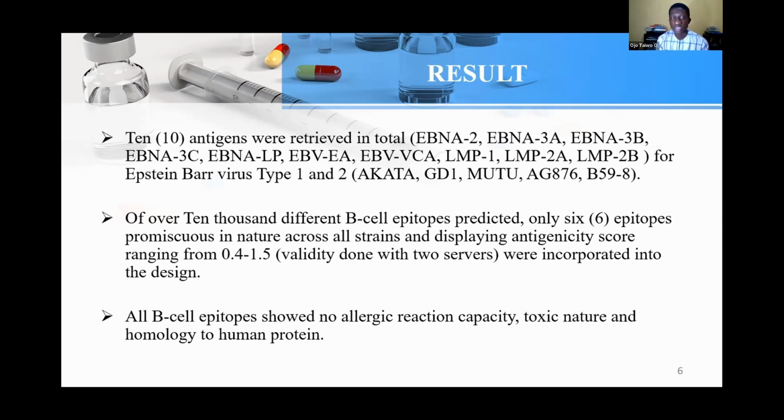Now, why are they promiscuous? Don't forget that we are working with 2 genotypes of Epstein-Barr virus. So we looked for epitopes that cut across these 2 genotypes and incorporated them into the design.